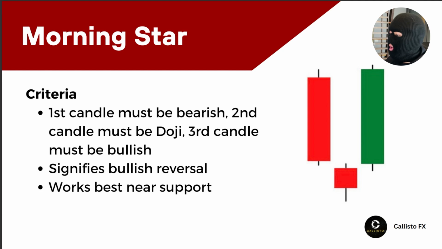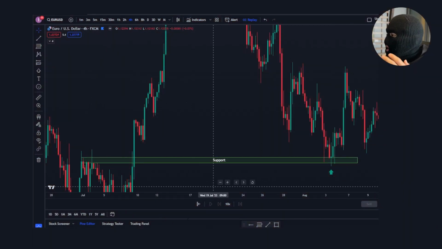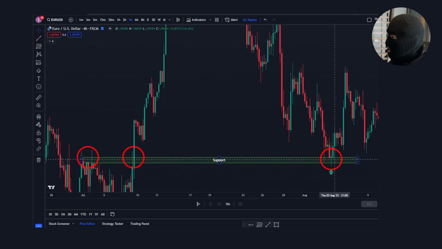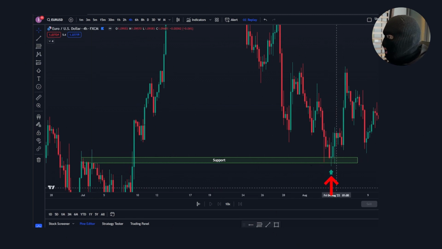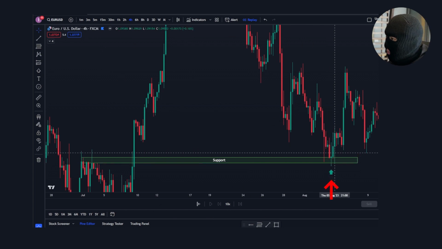So let's hop onto the charts to show you how to use it. Here we have a 4-hour chart on the Euro US dollar. Price here has hit a key level with multiple rejections, as seen over here. And once it tapped again, as you can see in this example, price formed a Morning Star and proceeded to pump aggressively, indicating a bullish reversal is taking place.